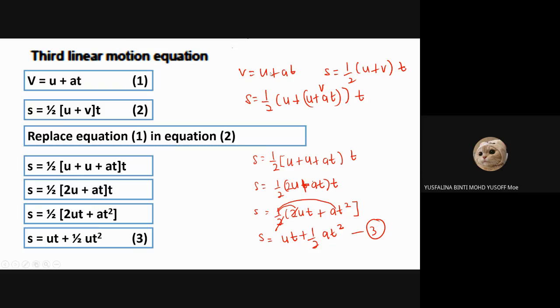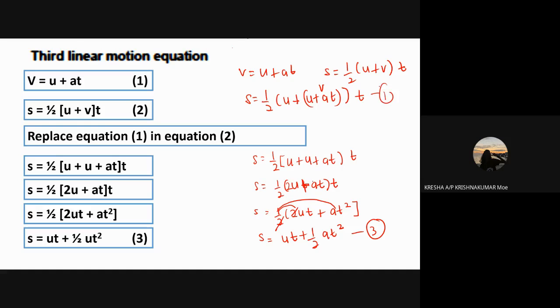So for this part, this is the first and second equation that we just derived. Then after that, I replace the first equation into the second equation. The first equation is V is equal to U plus AT. So with V here, I replace it with U plus AT. Okay, so this is actually V. Until that, can you follow for this part?